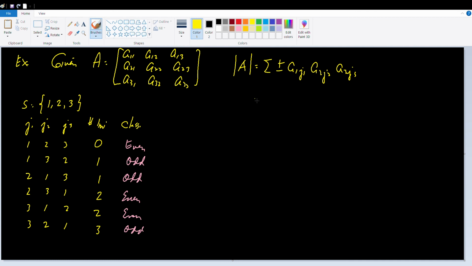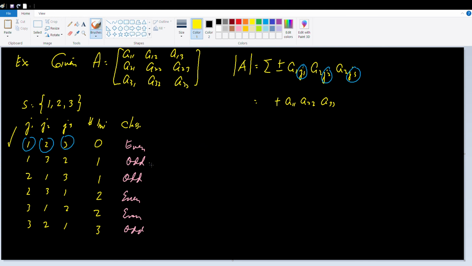Alright, so let's start with the first permutation 1, 2, 3. So we will simply replace J1, J2, and J3 by the numbers 1, 2, and 3 respectively. So that will be A11, A22, A33. This J1, J2, J3 is replaced by the numbers 1, 2, 3. And since it is even, it must be positive.